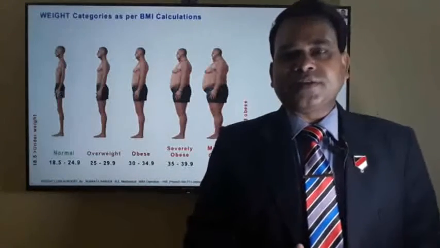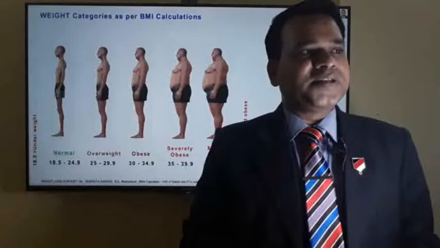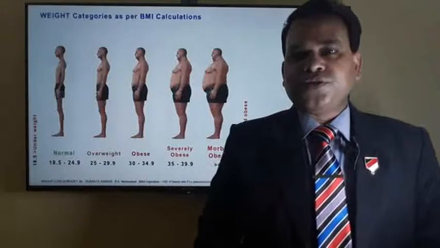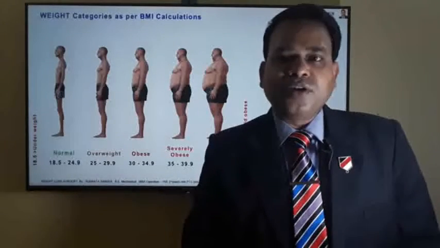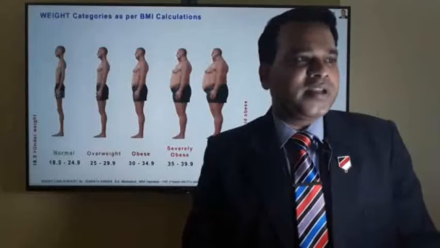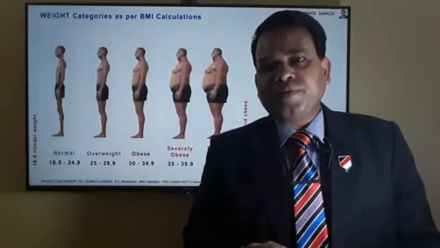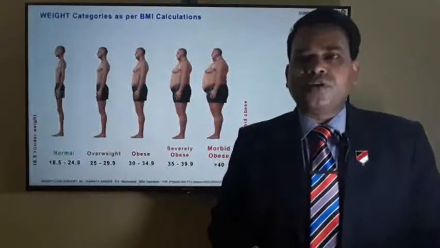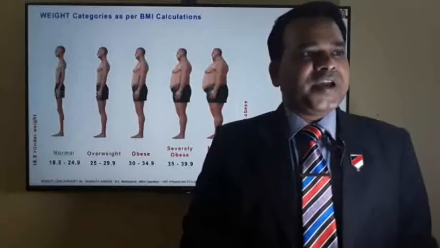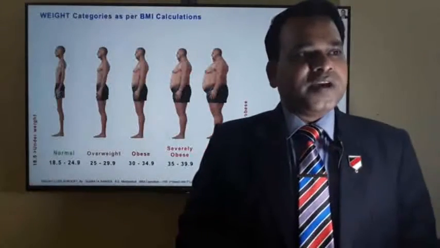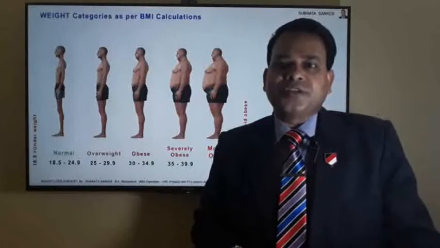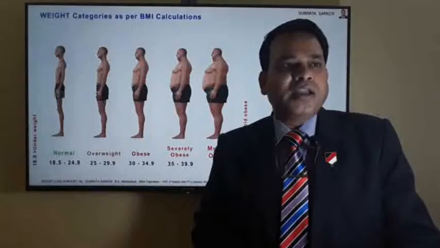If your body mass index is less than 18.5, then you will be considered underweight. If it is between 18.5 and 24.9, it is considered a normal body weight. If it is 25 to 29.9, then it's overweight. If it is 29.9 to 34.9, it is considered obese. If it is 35 to 39.9, then it is severely obese. If it is more than 40, it is morbid obese. If it is more than 60, then it will be called highly morbid.